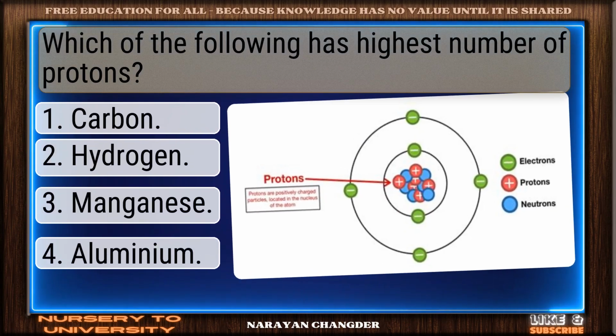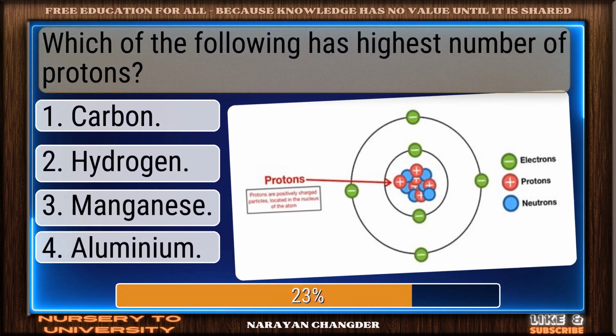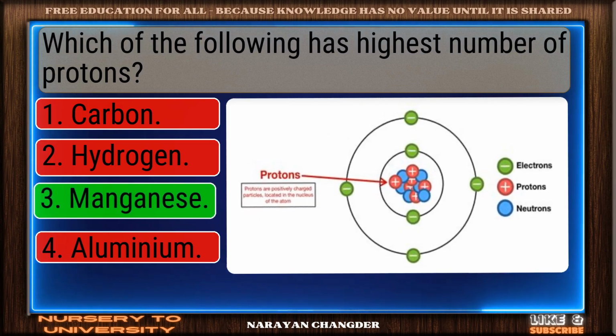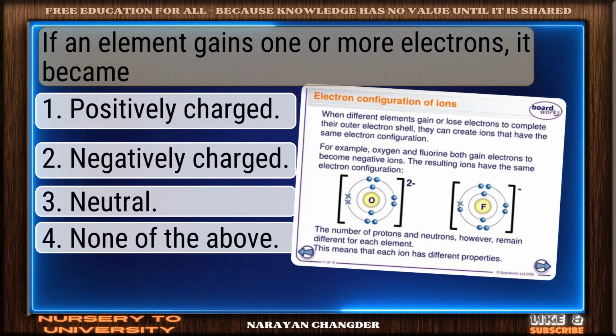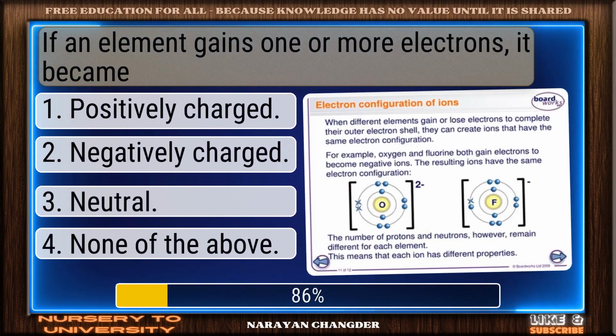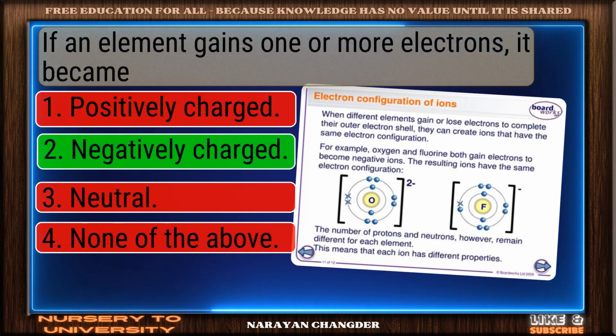Question number 124. Which of the following has highest number of protons? Good thinking. Manganese is the right answer. Question number 125. If an element gains one or more electrons, it becomes. Great thinking. Negatively charged is the right choice.